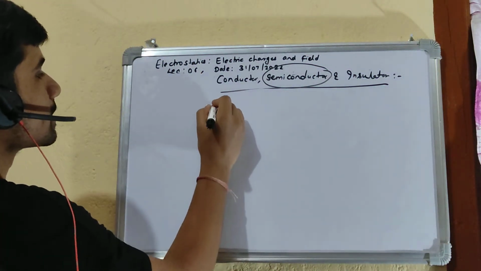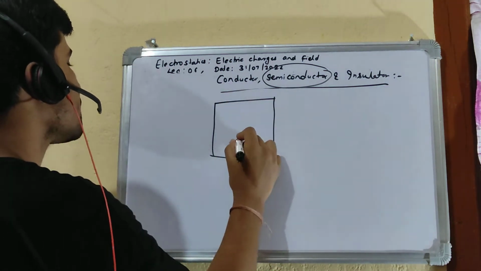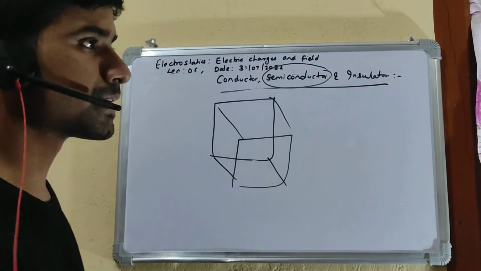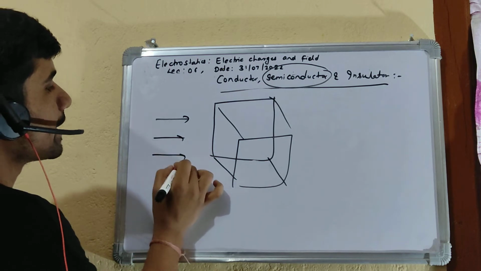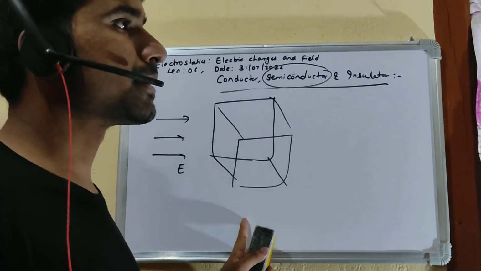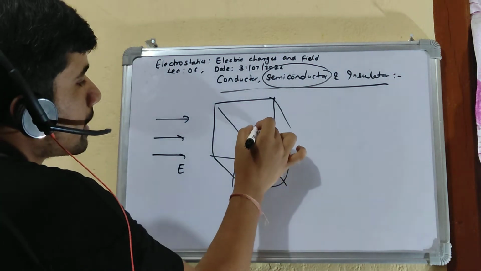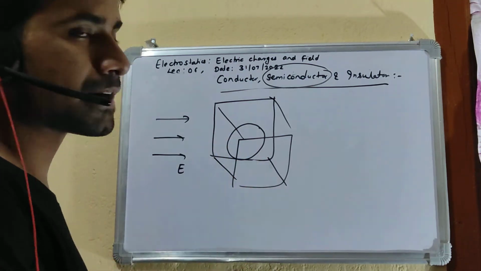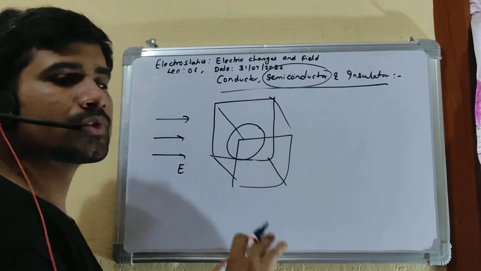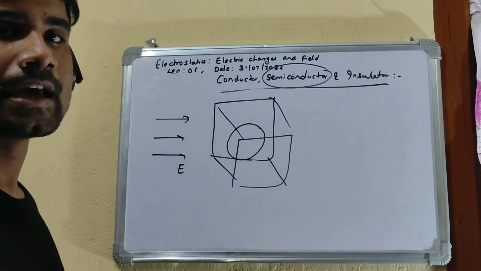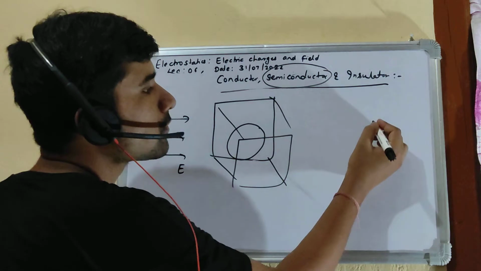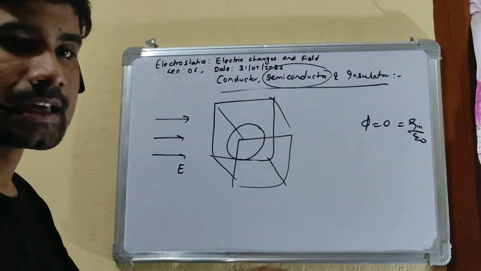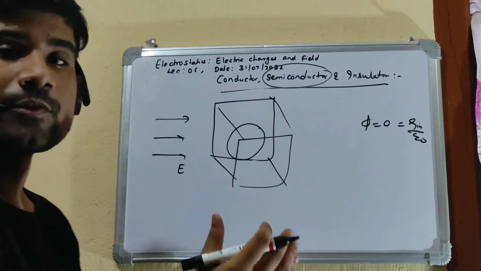So let's say there is a conductor. This is a conductor, and we are applying an external electric field to this conductor. If I take any small volume from inside the conductor, we know that the field through this volume is always 0. Flux is always 0, which basically means the charge enclosed is 0. So the net charge, if I pick any volume from a conductor, will always be 0.